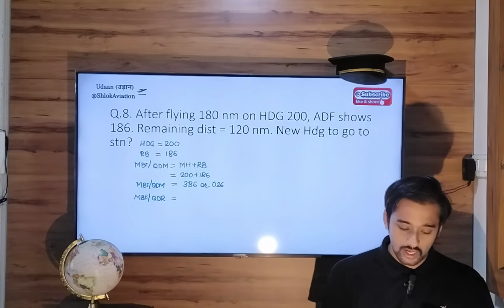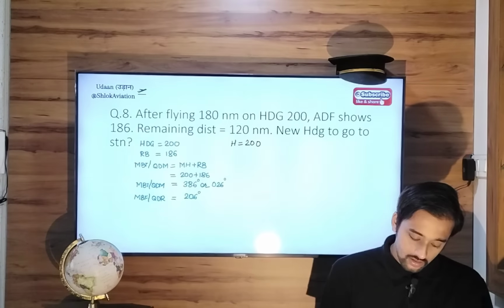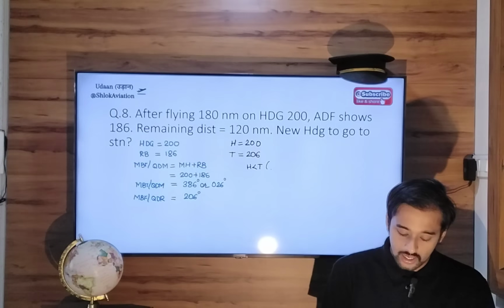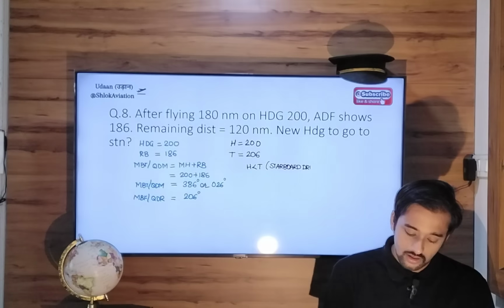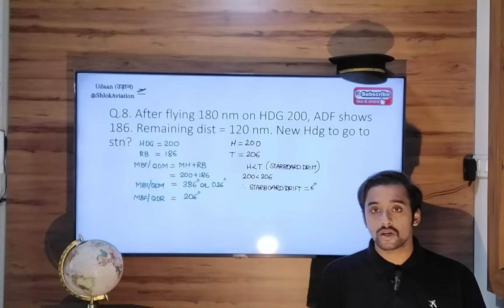Okay. Now, when you have heading 200 and you have track 206. Okay. Your heading is 200, track is 206. So when heading is less than track, what kind of drift are you experiencing? You are getting a starboard drift. So heading is 200, track is 206. Therefore, a starboard drift of how much? A starboard drift of 6 degrees.